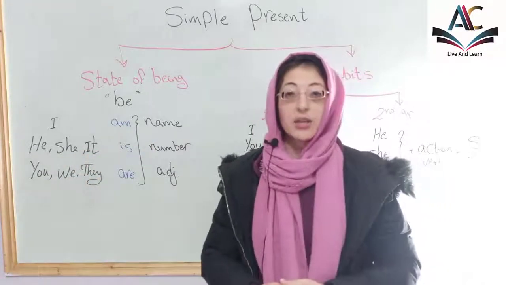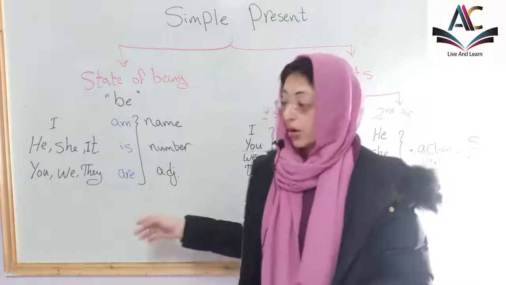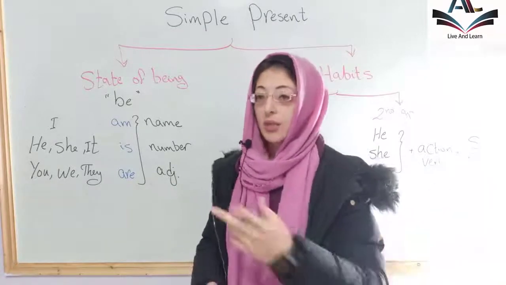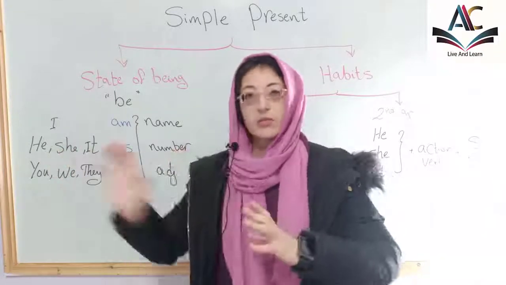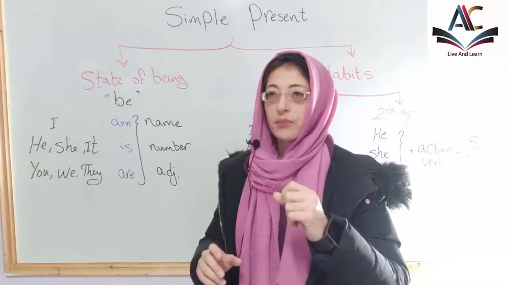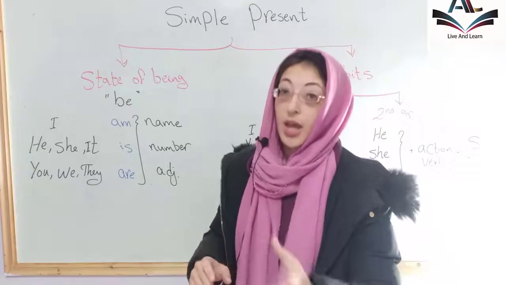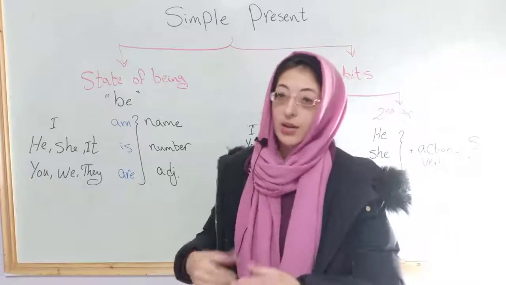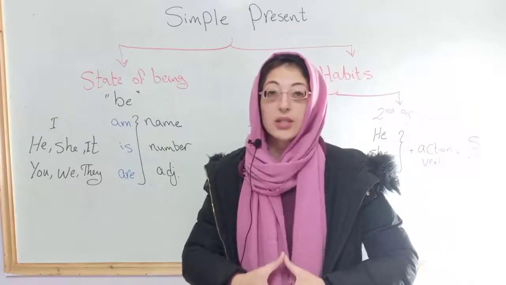She's happy. She's happy. So here I'm using an adjective. This is my cell phone number. Or there is a chair in the classroom. There is a chair in the classroom. So is it easy now?